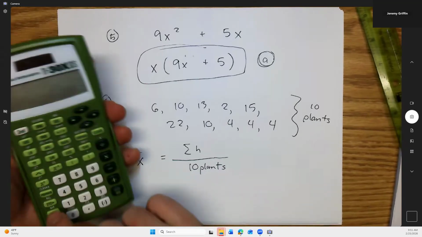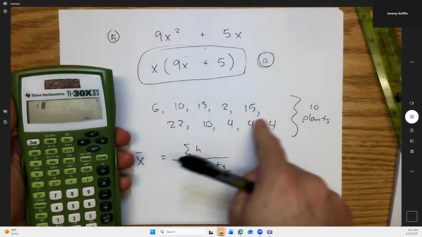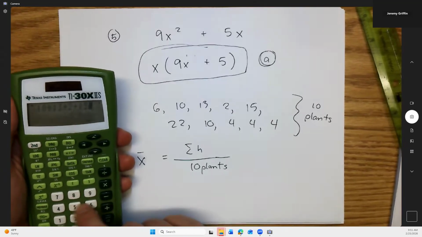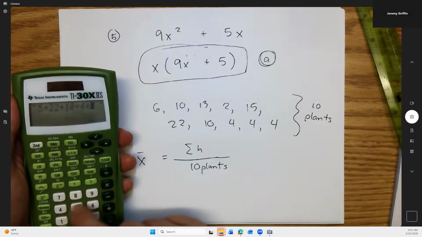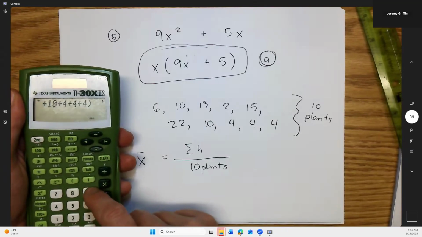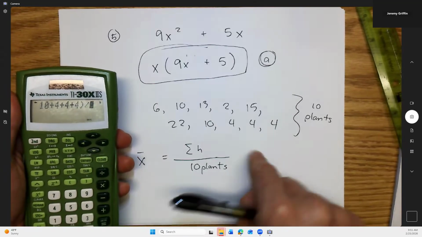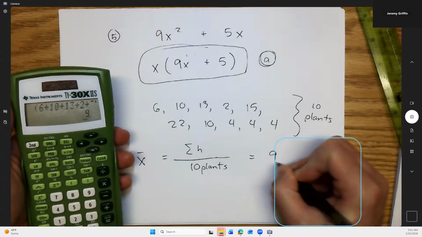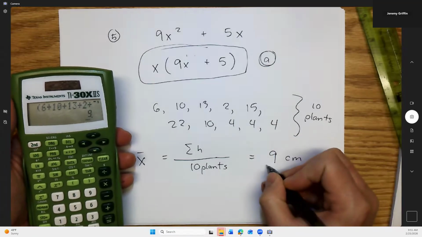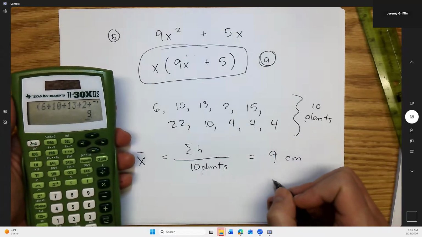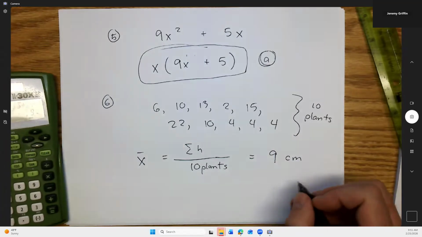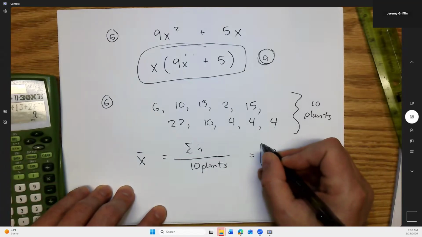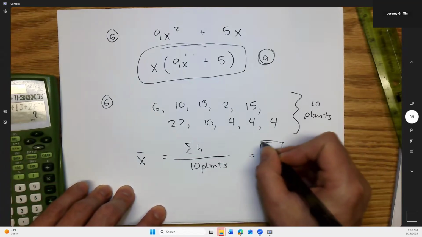So in the calculator, I'm going to do open parenthesis. I'm just going to add all these numbers together: 6, 10, 13, 2, 15, 22, 10, 4, 4, 4. Close parenthesis. And then divide by 10, since there are 10 plants here. So I'm looking at 9. I think this was centimeters. Oh, no, this one was not multiple choice, so you had to write an answer. And guys, when you're writing an answer, they do not want you to write units. They're just looking for the number. So the answer should be 9 if I did that right.